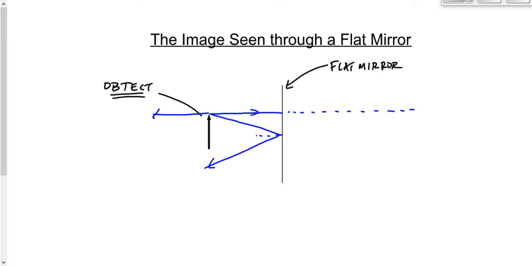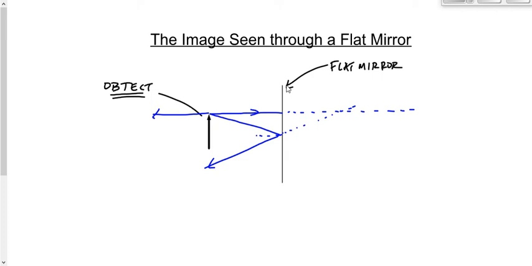Let's extend that reflected ray back. And they intersect about right there. So if the top of the object started right here, then the top of the image will be right here. But we don't have a principal axis like we had with our curved lenses. So we have to draw a couple more rays.